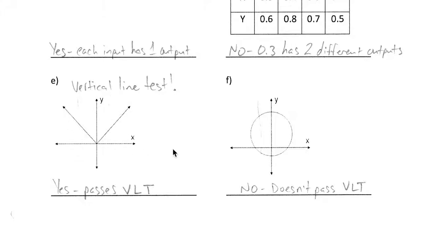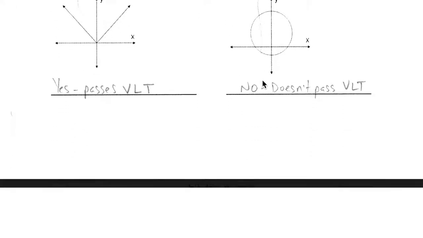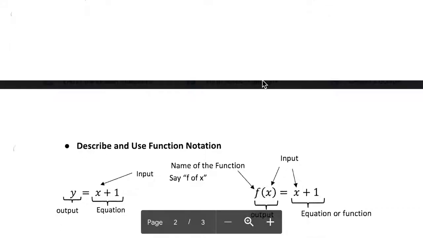anytime we draw a vertical line. Whereas in part F here, we can see that if we draw a vertical line anywhere on the circle or inside the circle, we're hitting that graph once and then twice down at the bottom again. So a circle is not a function, or any graph that does not pass the vertical line test is not a function. So that's how we can identify functions.